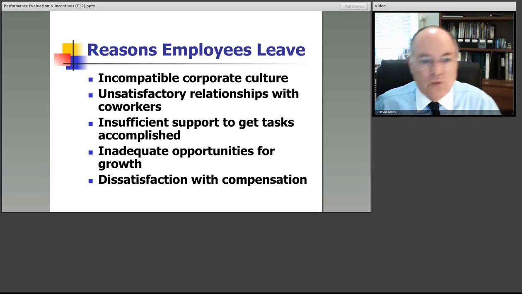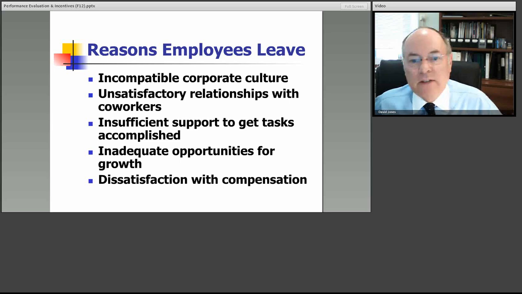So from your perspective, when you're looking at companies that you want to work for, you should be thinking about how their corporate culture matches with you. A Marriott culture is different than a Hyatt culture. Hilton is different than a Starwood on the hotel side of things, and so on. People also leave because they have unsatisfactory relations with coworkers. They don't get along with their fellow workers. They don't feel their fellow workers are doing the job satisfactorily, or vice versa.